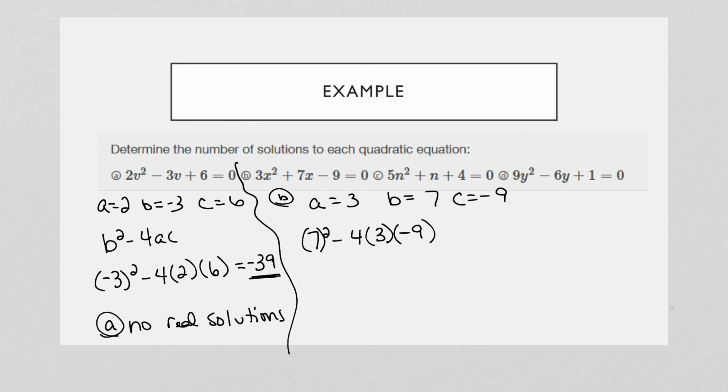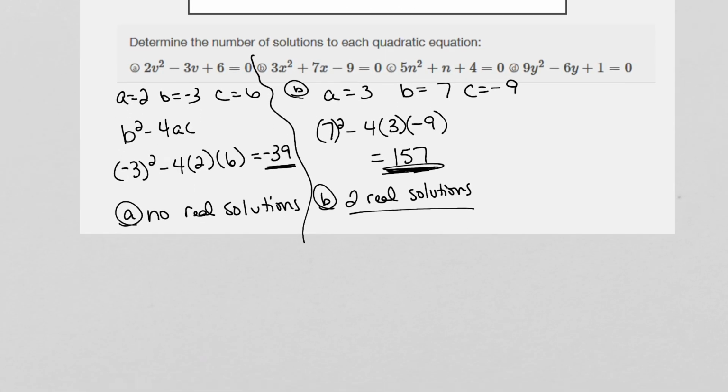So I get open parentheses, 7, close parentheses, square, minus 4, open parentheses, 3, close parentheses, open parentheses, -9, close parenthesis, hit enter, and I get 157. So because this number is positive, on part B, I get 2 real solutions. Okay? I don't know what the solutions are. The solutions are not 157. That just tells us that we get 2 real solutions because this number is positive.